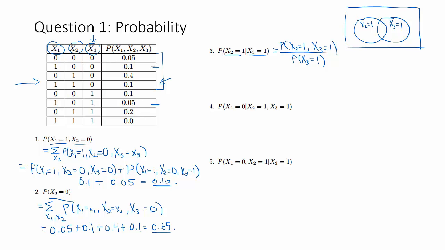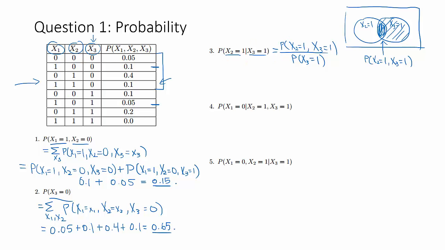Okay, so the conditional probability says, given that x3 equals 1, that is, we're only concerned about the area inside this circle, what part of it is also covered by x2 equals 1? Well, that's just this area here. And this area is the joint, the intersection between x3 equals 1 and x2 equals 1. And so this area divided by this area will give you this conditional probability.